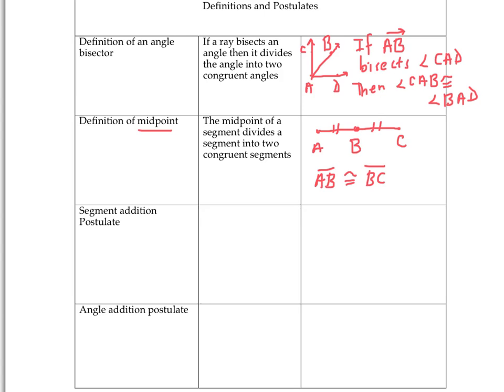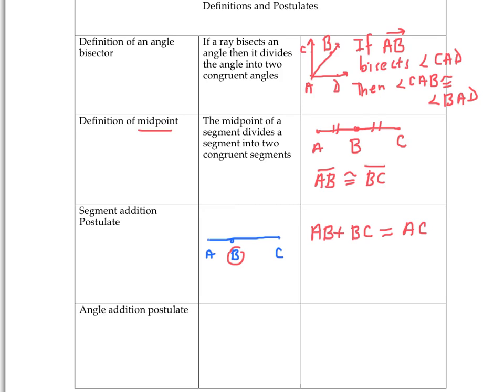Okay. Our next postulate, our first postulate, is the segment addition postulate. And this is one that we're very familiar with from the first unit. The segment addition postulate says that if we have a line segment and we have 3 points on the line, let's say points A, B, and C, and we know that B is between A and C because they are all collinear, then we're allowed to say that the length of line segment AB plus the length of line segment BC is equal to the length of line segment AC.